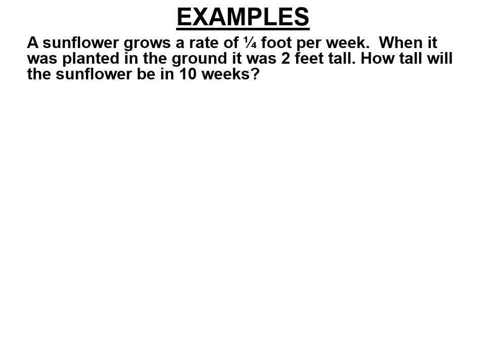A sunflower grows at a rate of 1/4 of a foot per week. When it was planted on the ground, it was 2 feet tall. How tall will the sunflower be in 10 weeks? So it's 2 feet plus 1/4 times 10 weeks.